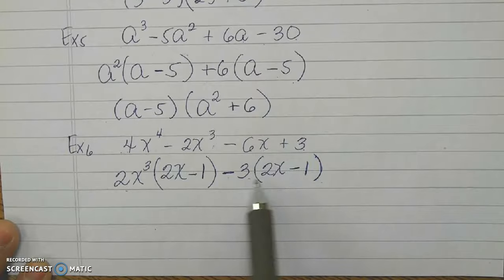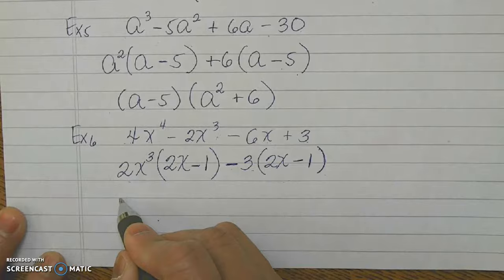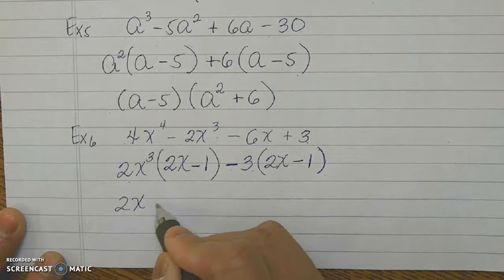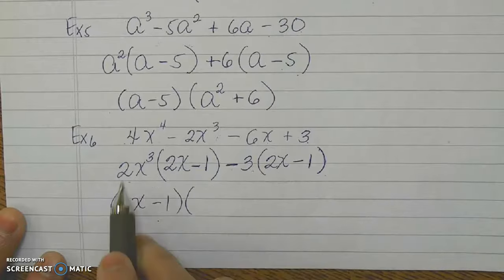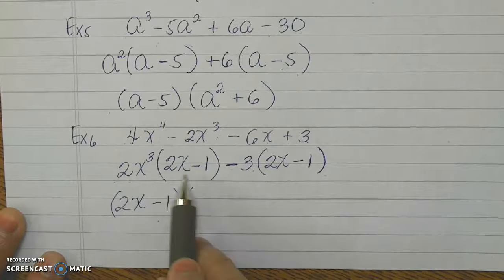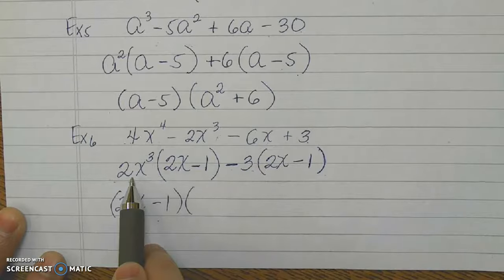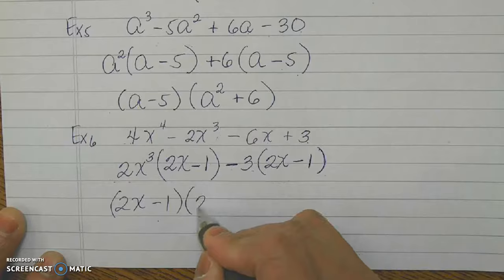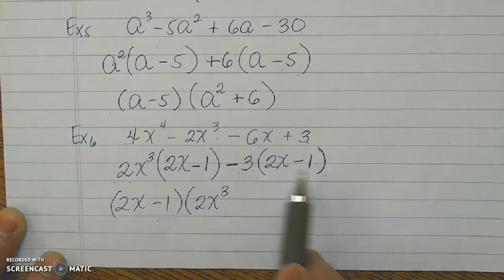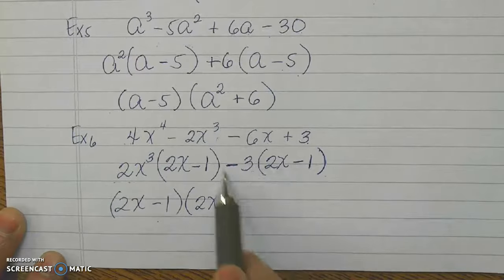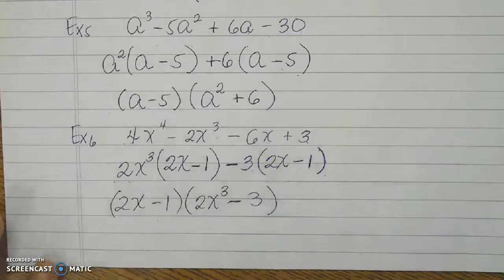So I'm taking that out. If I take it out, it's going to look like this. 2x minus 1 outside, and on this term, if I divide by 2x minus 1, this will be left: 2x to the third. From here, if I take out 2x minus 1, negative 3 is left. This now is the completed factored form.